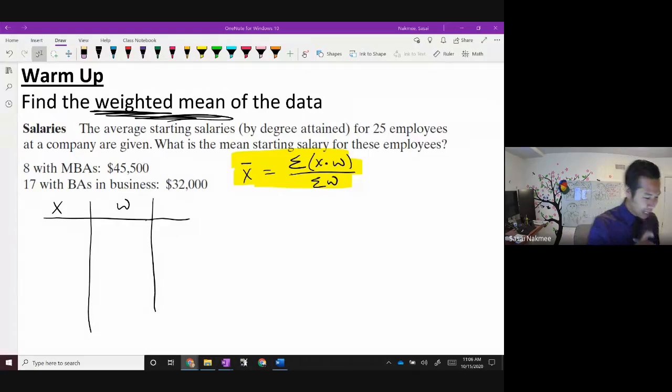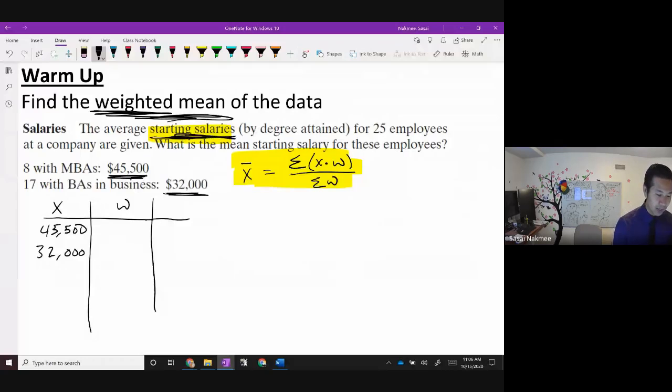Beautiful. All right. So today we're reviewing, with this warm up, how to calculate the weighted mean of the data. I hope you see here, the data you're focusing on right now is the starting salaries. Since I'm looking at the salaries, my X value is actually going to be the cash value of these salaries. So X here is going to be 45,500, and the other X data point is 32,000 exact. Those are my data points because that's what I'm looking at. I'm looking at these starting salaries, and those are the values I have for my X's.